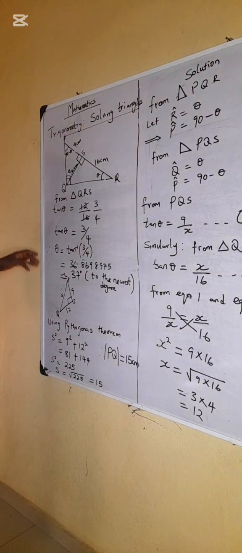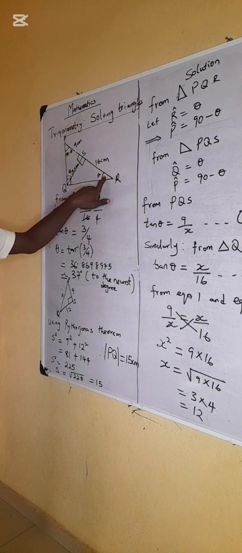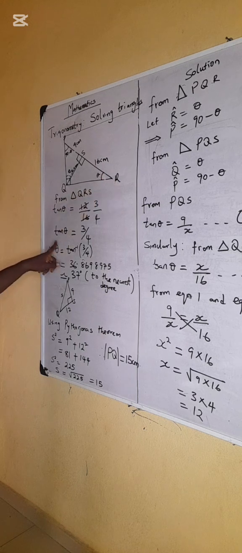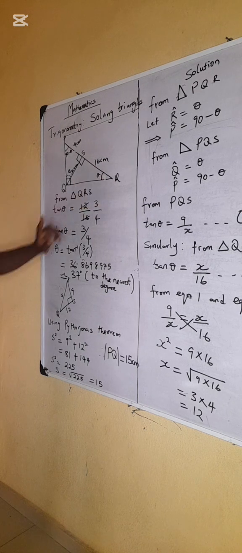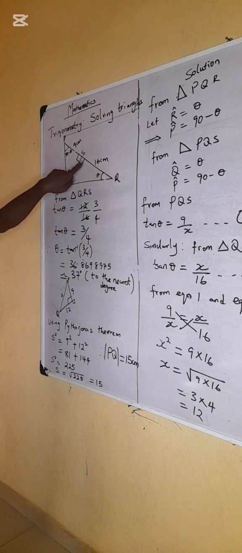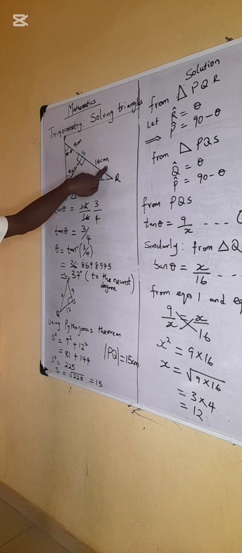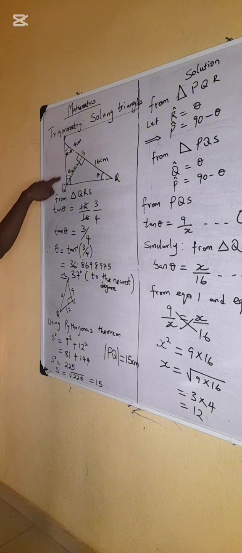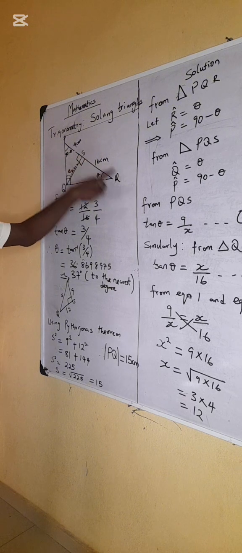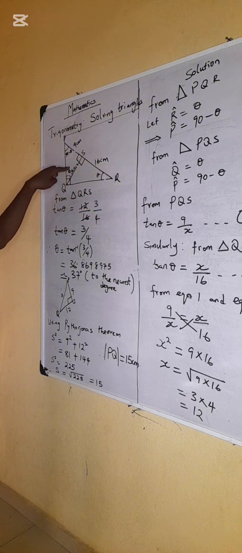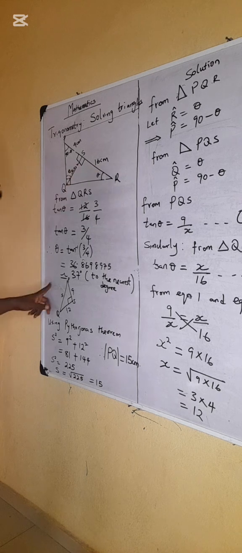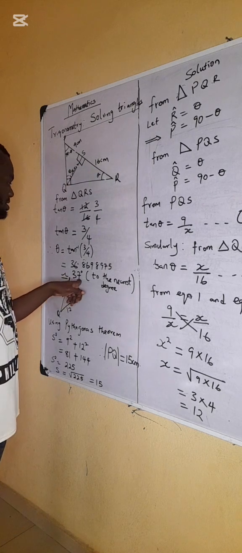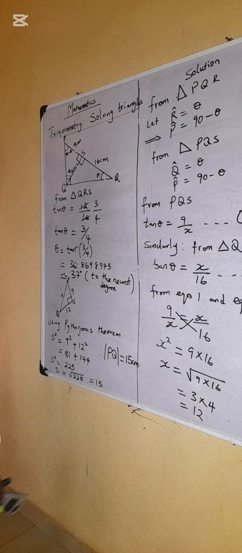Then the second part of the question says we should find the angle QRS, which is the angle at R. Remember, we call the angle at R theta. So tan theta is equal to the opposite over the adjacent, since according to trigonometric ratio, tan is defined as opposite over adjacent. So from there we get theta to be 37 degrees.